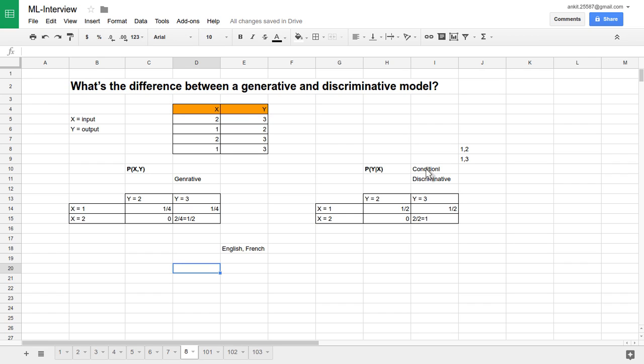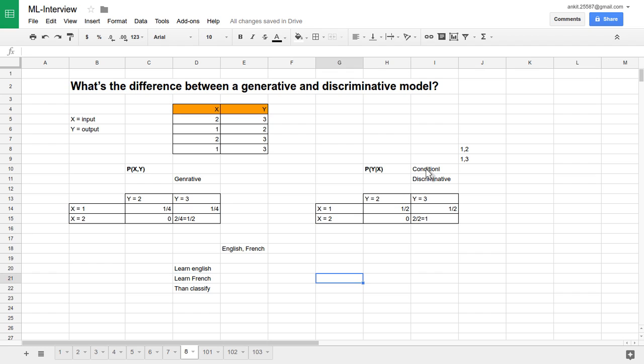So in the generative kind of approach, learn English first, learn French, then classify. So this is the approach one needs to follow while detecting the language of a sentence.